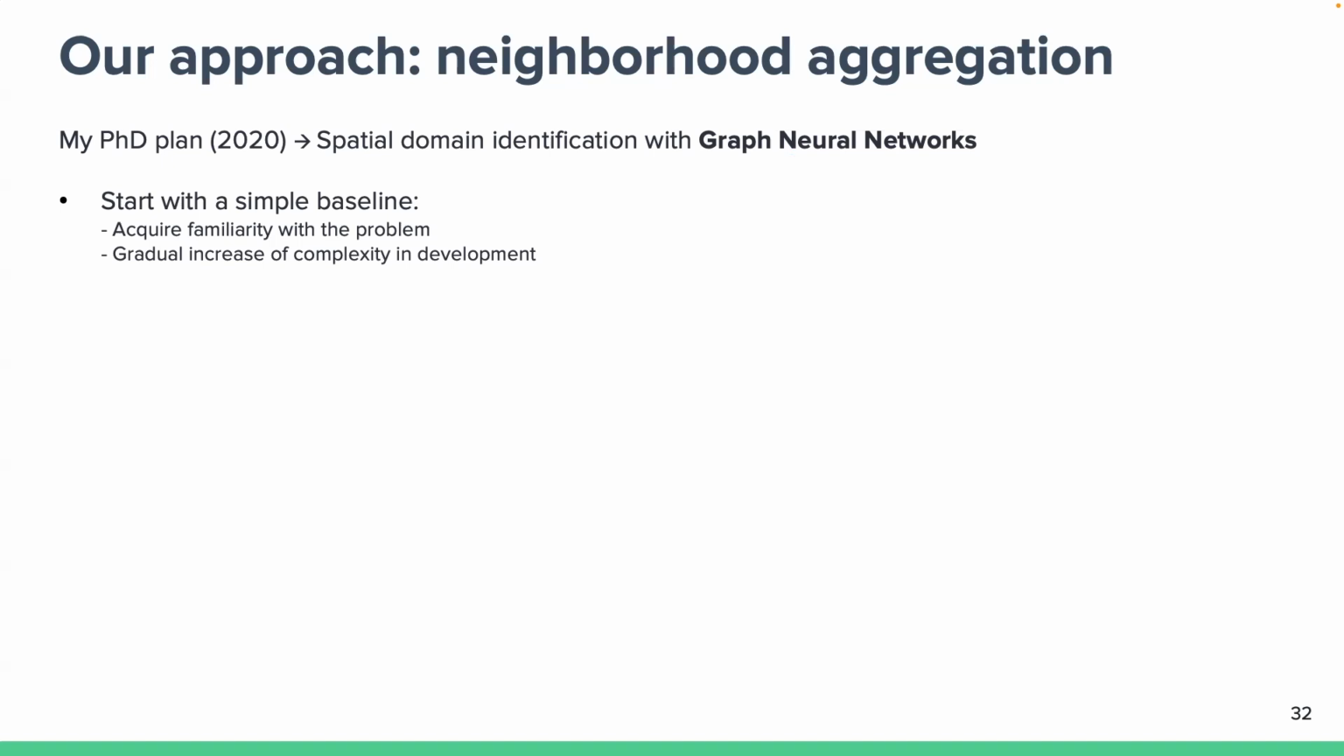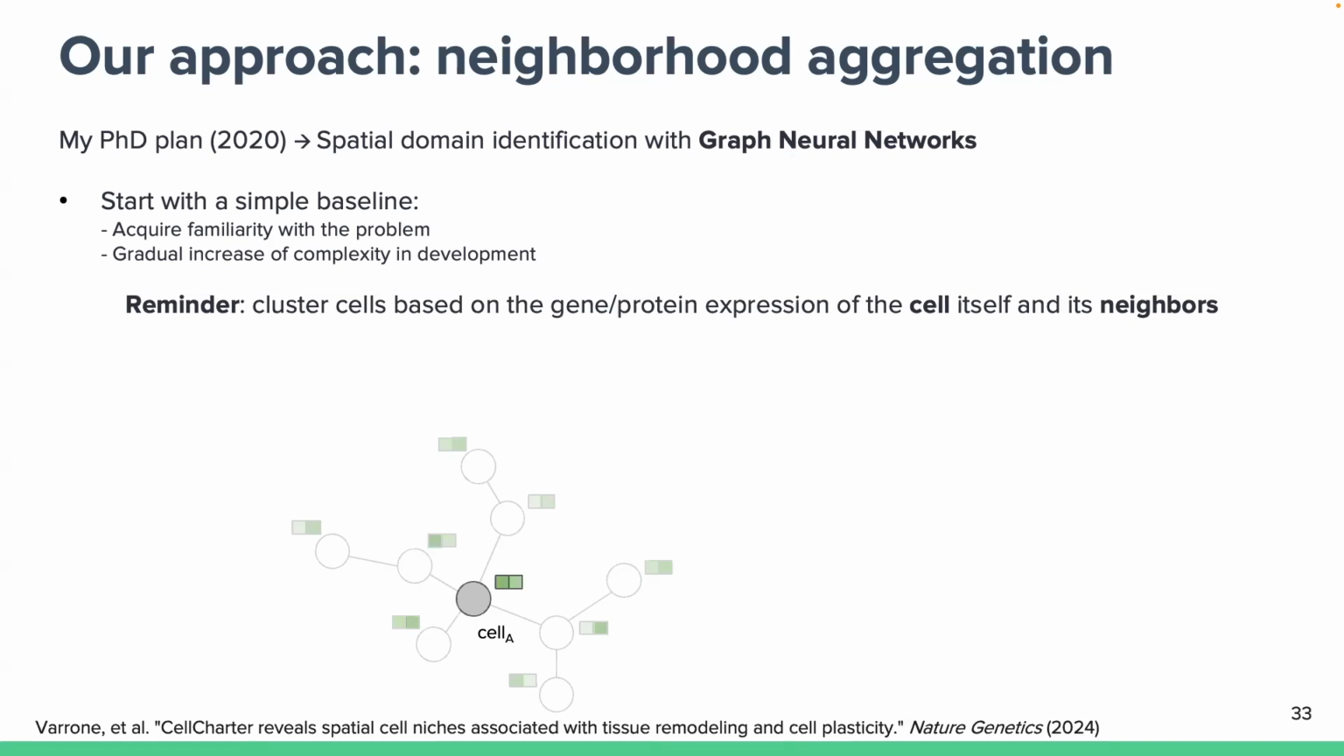But as you usually do, we decided to first implement a simple baseline. This is very helpful usually because it lets you get accustomed to the problem without getting stuck in the complexity of implementing the method. And once you've implemented that, you can gradually increase the complexity of what you're implementing. So we designed the baseline that you're going to see right now, which again is based on the concept of clustering cells based on the gene expression of the cell itself, but also of its neighbors.